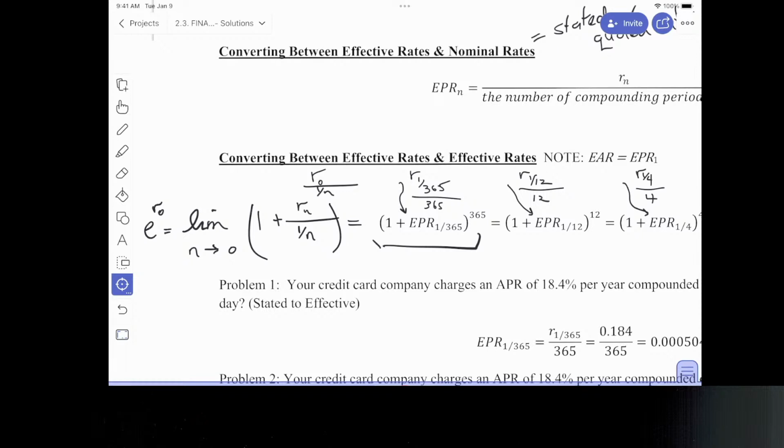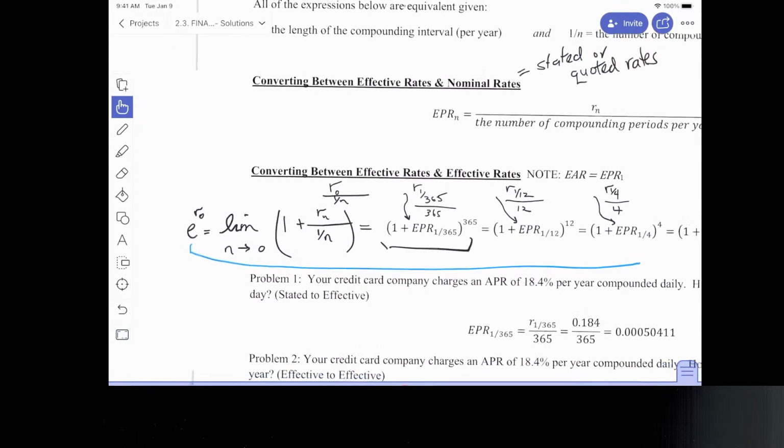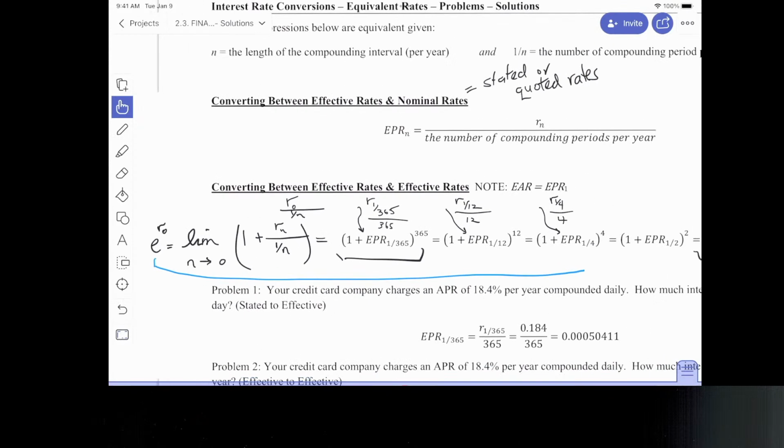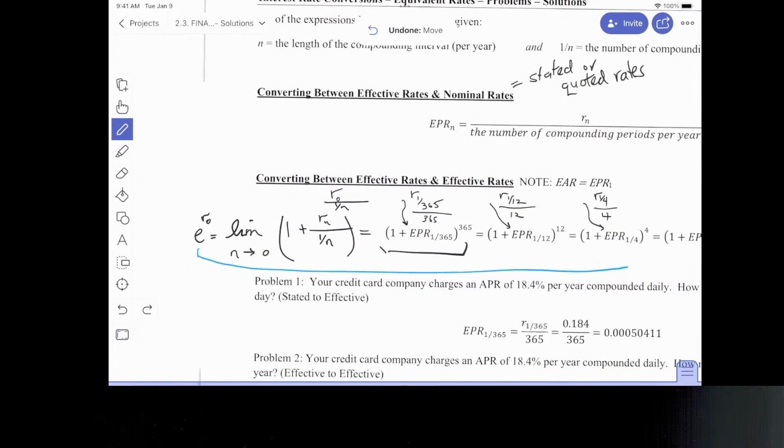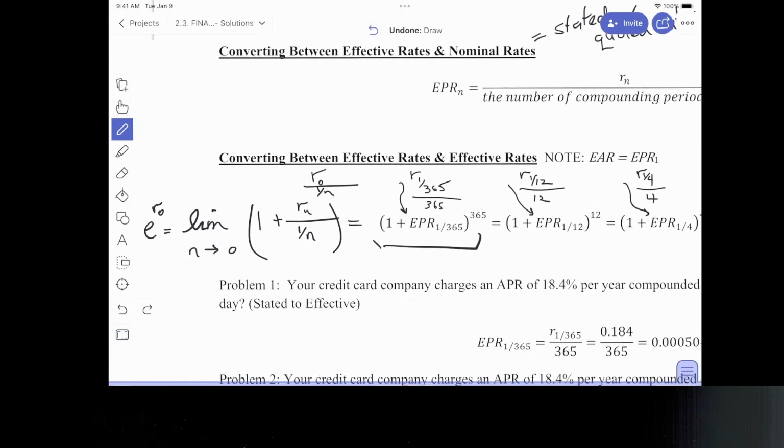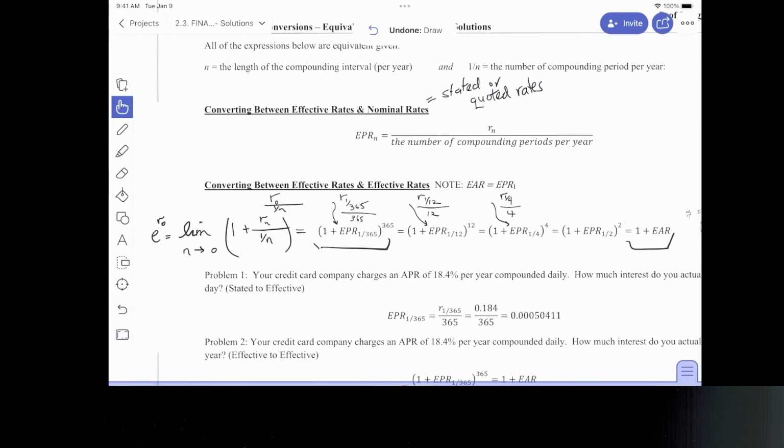Now, how do we use that? Well, I'm going to link e to the R0 back to, no, I gotta go further. Let me do that again. I need to go all the way back to EAR, and that's how I use it. e to the R0 is equal to 1 plus EAR.